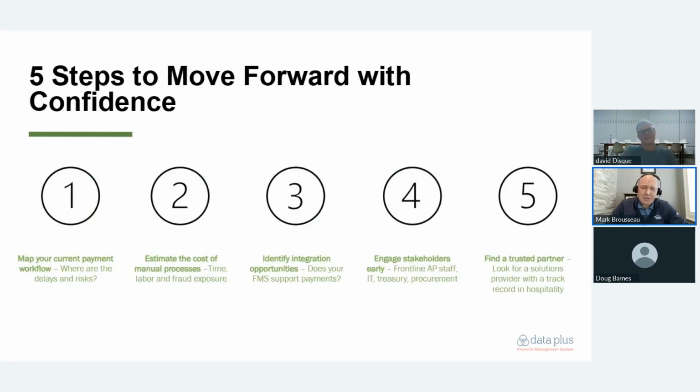So the message we wanted to leave you with today is that today's payment processes are inefficient, they're costly, they're risky, and they hold hospitality finance departments back. If you want to move forward with confidence, there's 5 steps to get started on your way to embedded payments. The first is take assessment of where you currently stand. What are the delays and the risks associated with the way you currently pay your suppliers?